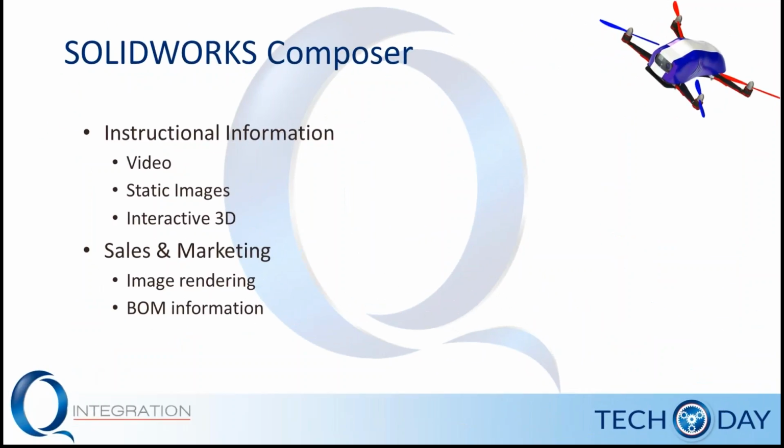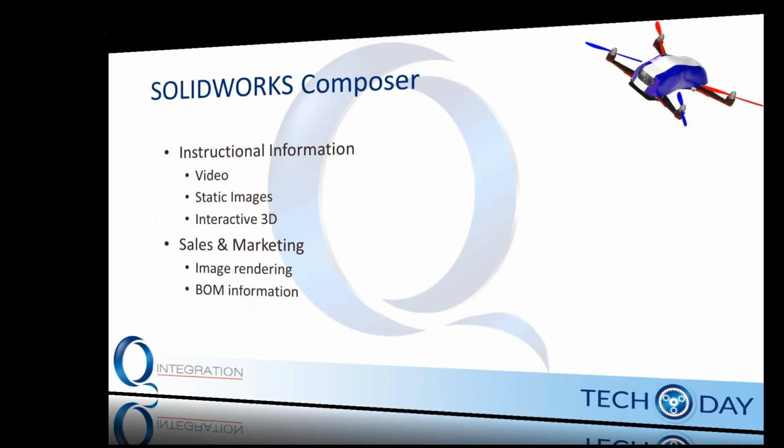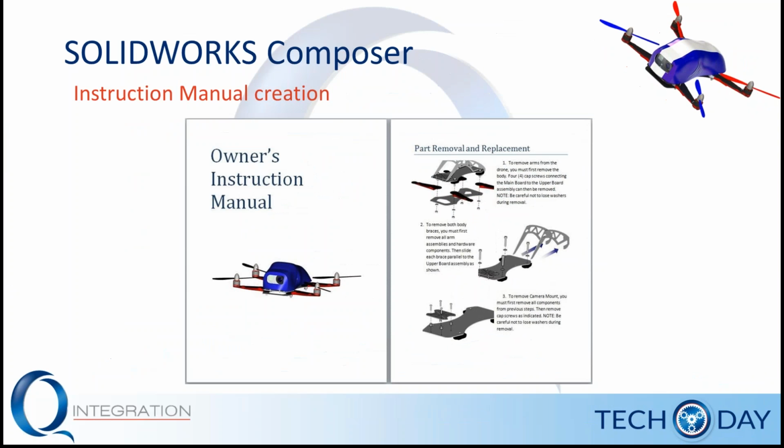So when we get into SolidWorks Composer today, we're going to talk about creating some instructional information. I'll show you some quick tips for creating video instructions for maintenance and assembly. We'll also talk about creating static images and how to incorporate design changes from engineering. And that information can be used in a variety of different ways, like I mentioned. If it's for sales and marketing, we might need some rendered images, maybe some bill of materials information. That's all information that can be provided from SolidWorks Composer.